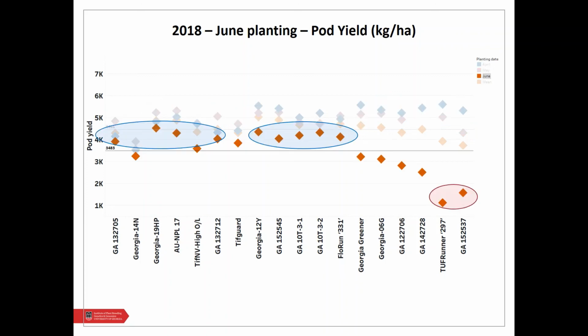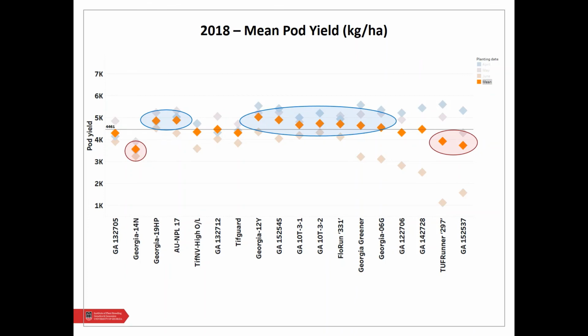The June planted trial saw the lowest yields in the most susceptible lines, Tough Runner 297 and Georgia 1525-37. Highest yields were seen in genotypes with lower leaf spot ratings here. Averaged across 2018, the highest yielding cultivars were Georgia 12Y, Georgia 19HP, Auburn MPL 17, Flow Run 331, Georgia Greener, and Georgia 6G.